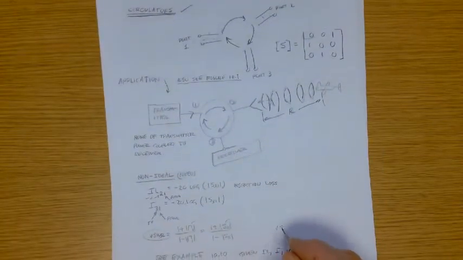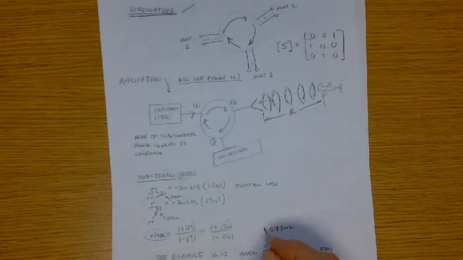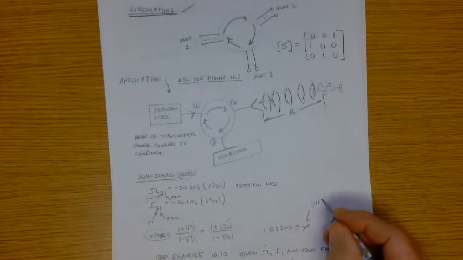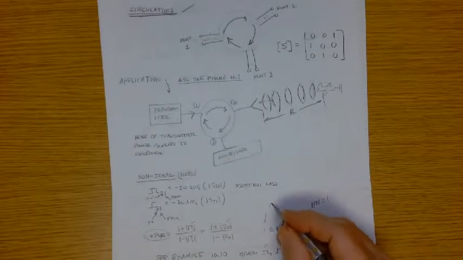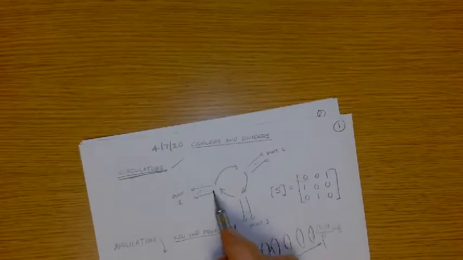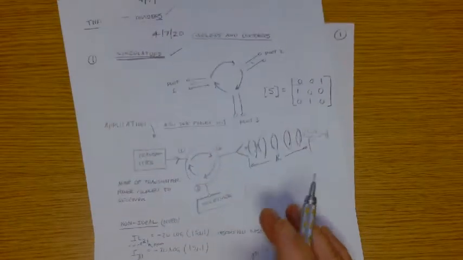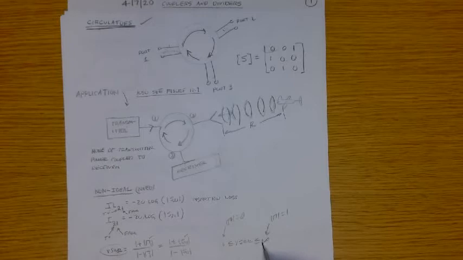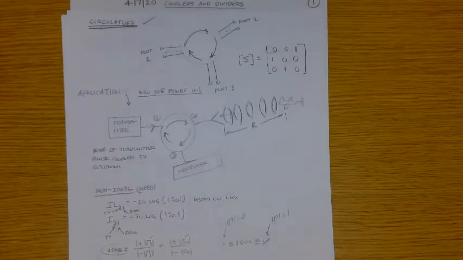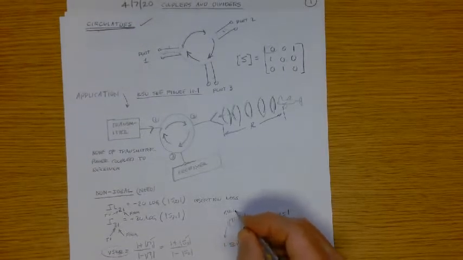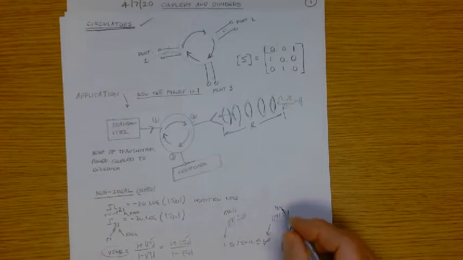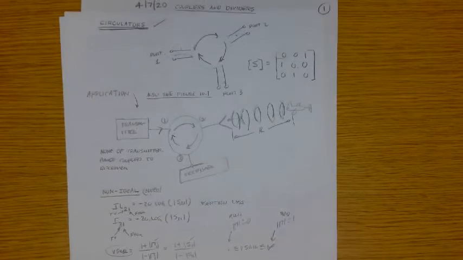And so VSWR is a number between 1 and infinity. Here, the magnitude of gamma is 1. Here, the magnitude of gamma is 0. So nothing reflected at the port means the SWR on the feed line is 1. Good. Everything reflected at this port, the SWR on the feed line is infinity. Bad. So this is good on this side typically and bad on that side.